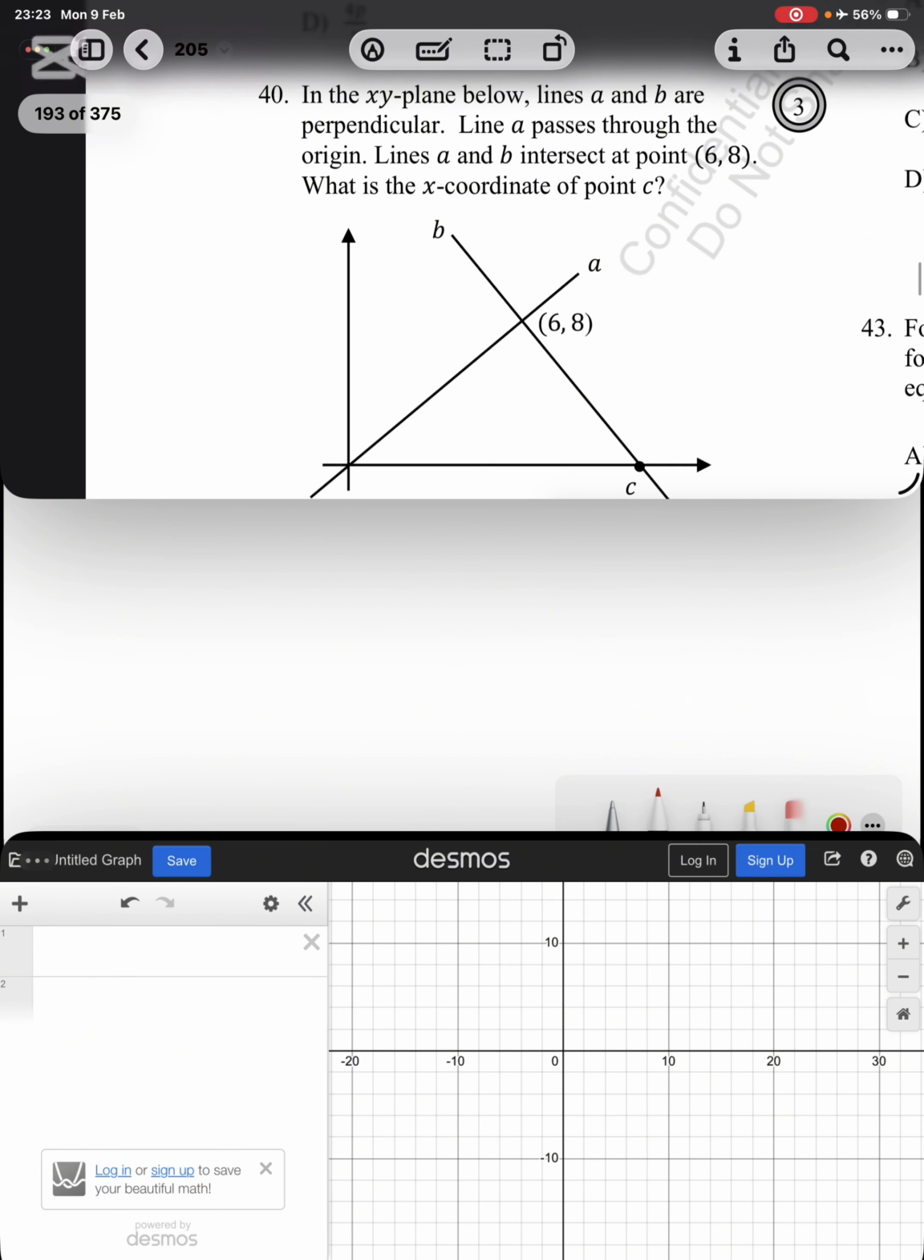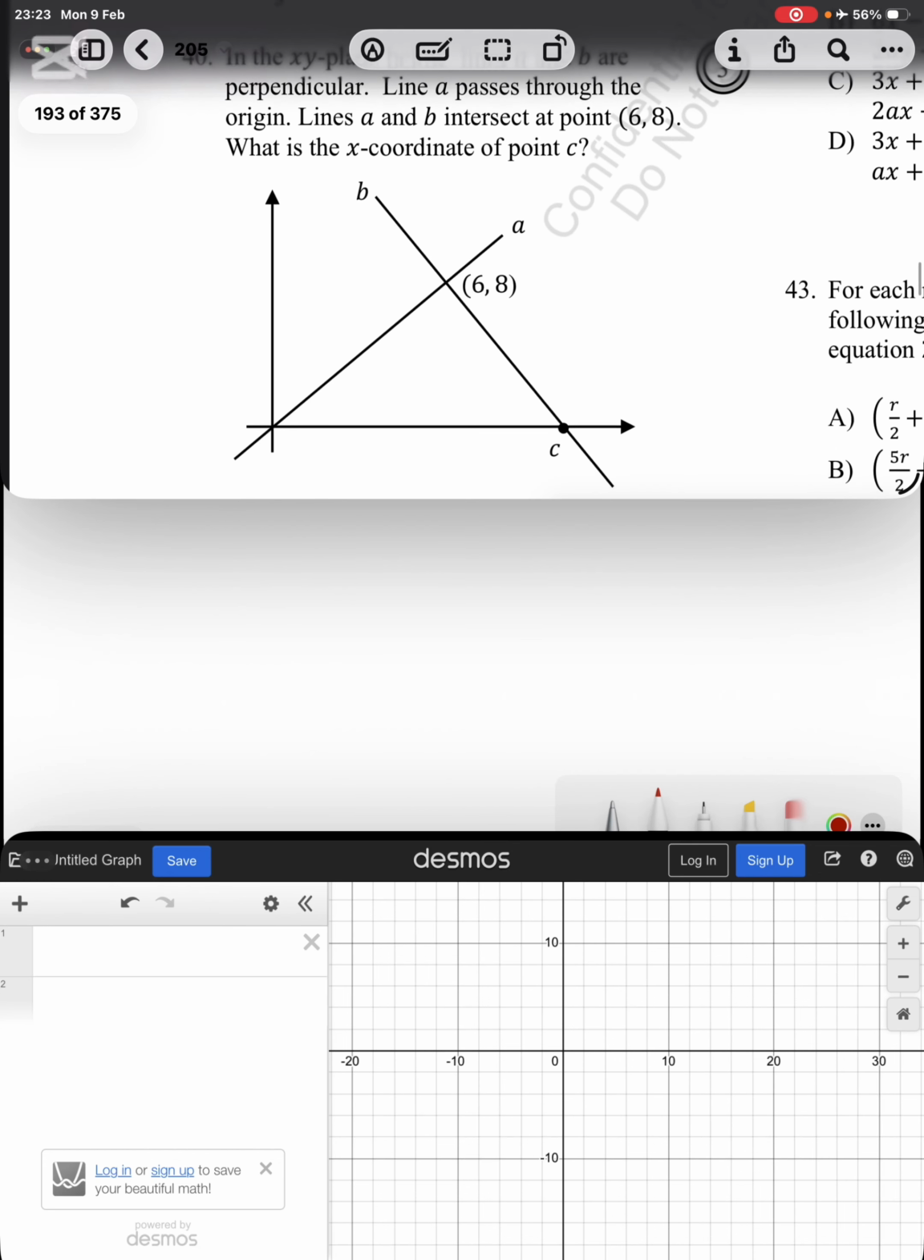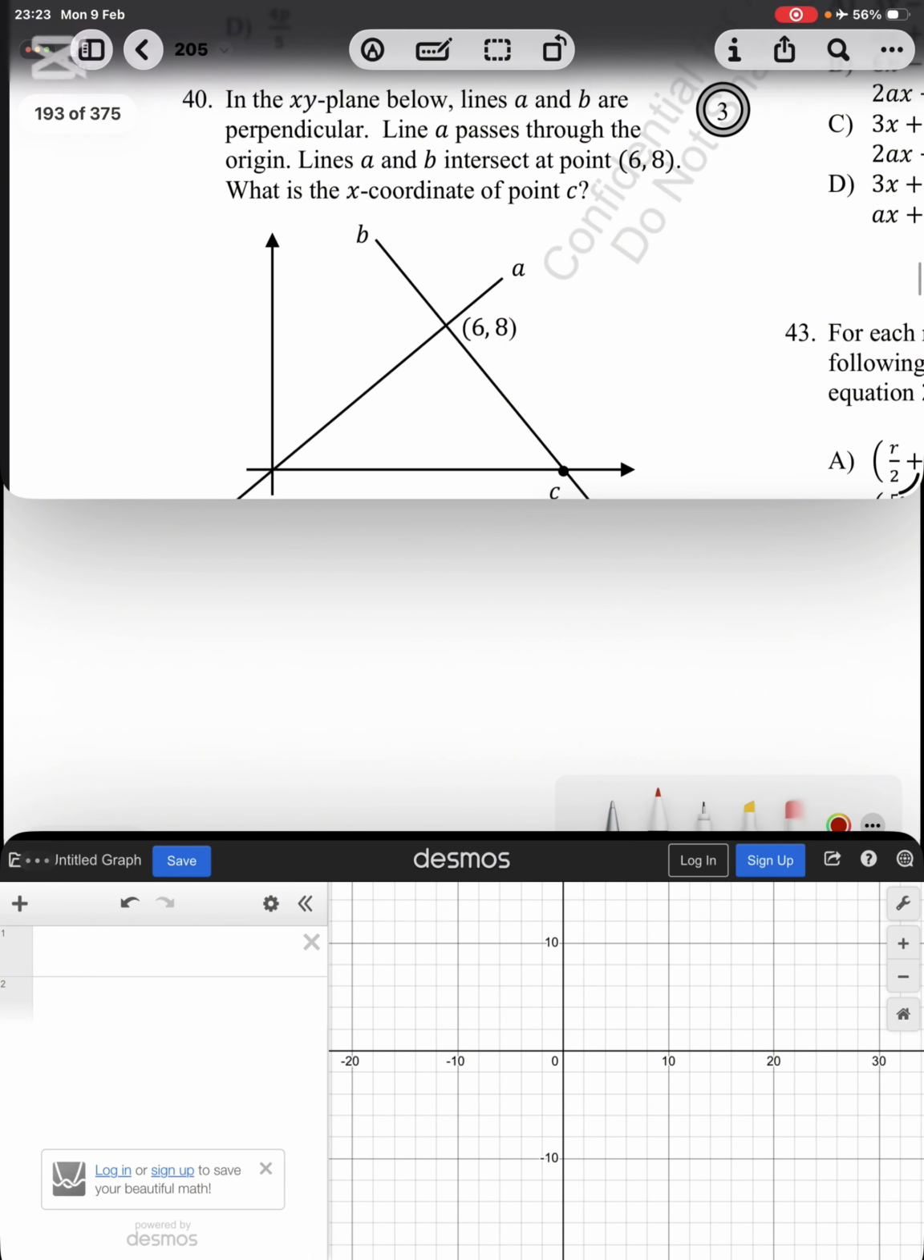So right now, let me show you some exam level question. Here, we are given lines A and B, and they are perpendicular to each other. And A passes through the origin. The origin means this point, 0 and 0, right? And they intersect at this point, 6 and 8. And we have to find the x-coordinate of point C.